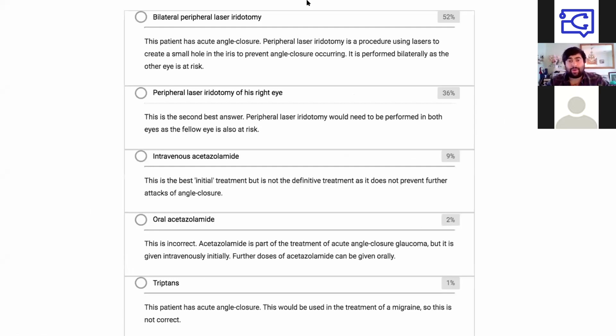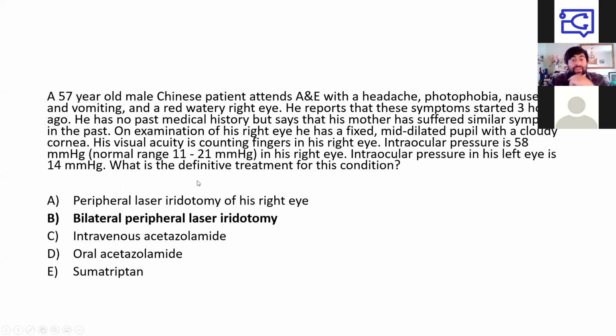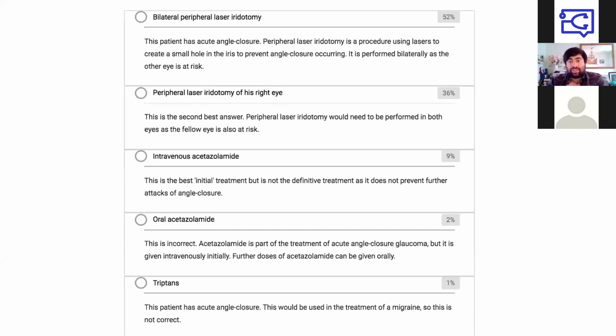And actually the spread is quite similar to that on the Quesmed bank. But essentially, when I didn't know about this, I would have thought that A was the right answer because the right eye is affected. So you do iridotomy in the right eye, but that's not correct. So the correct answer is bilateral peripheral laser iridotomy because of a risk to the other eye.